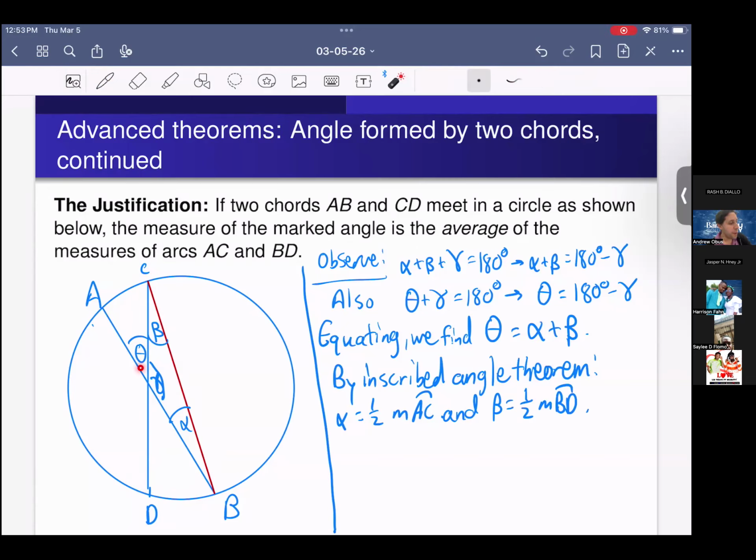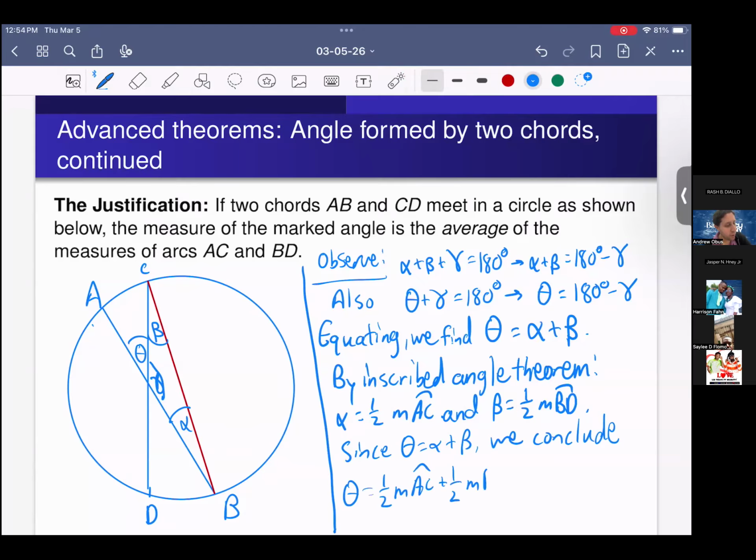Well, remember, what's the theorem that we want? We want to figure out what theta is. Well, theta is alpha plus beta, and now we have that alpha is 1/2 arc AC and beta is 1/2 the measure of arc BD. So putting this all together, since theta equals alpha plus beta, we conclude that theta equals 1/2 measure of arc AC plus 1/2 measure of arc BD. And when you factor it, that's the same thing as 1/2 times the quantity measure of arc AC plus measure of arc BD. Right? And this is what we want.